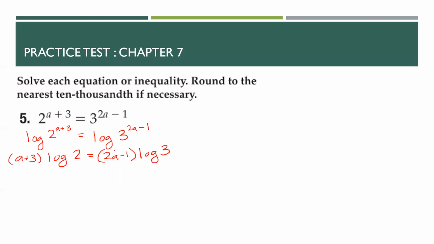And then we're going to apply the distributive property. So a times log 2, so that'd be a log 2 plus 3 log 2 is equal to 2a log 3 minus log 3, okay?